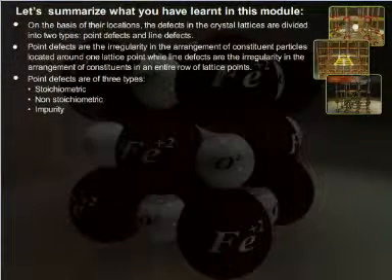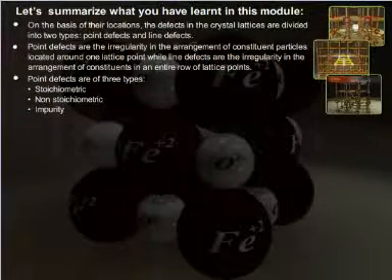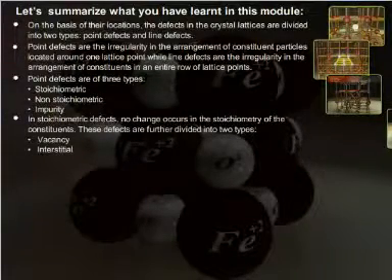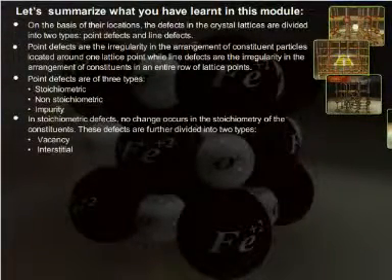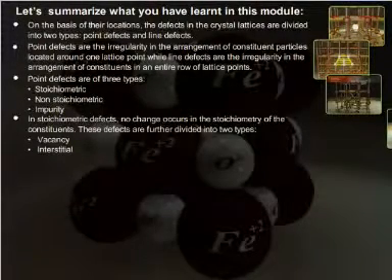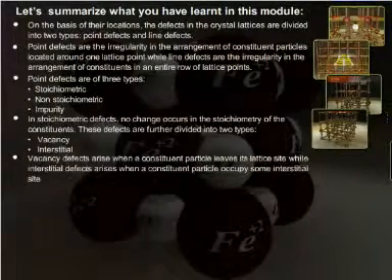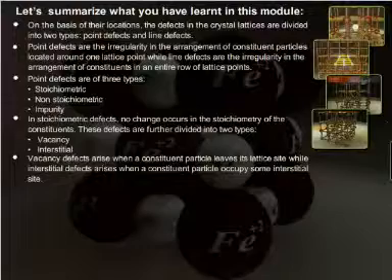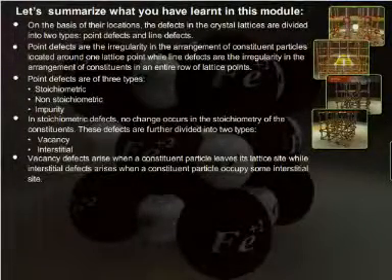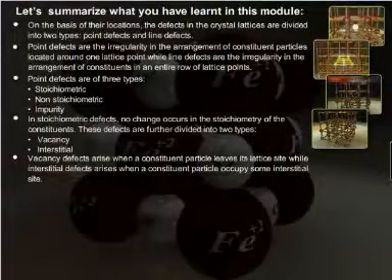Point defects are of three types: stoichiometric, non-stoichiometric, impurity. In stoichiometric defects, no change occurs in the stoichiometry of the constituents. These defects are further divided into two types: vacancy and interstitial. Vacancy defects arise when a constituent particle leaves its lattice site, while interstitial defects arise when a constituent particle occupies some interstitial site.